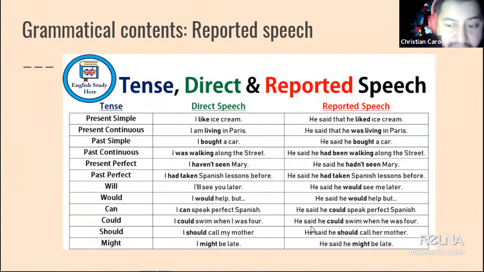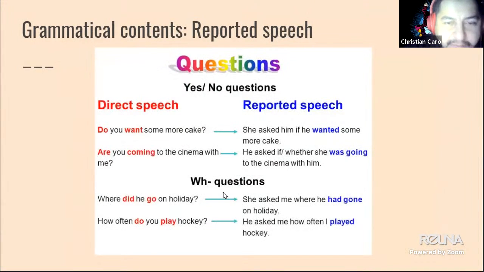"I should call my mother." "He said she should call her mother." Yo debería llamarla en un caso hipotético, ¿cierto? Más hipotético es que el should no puede ser. And so on. If there are no questions or comments about this, I'm going to review this thing and then I'm going to jump to WH questions.